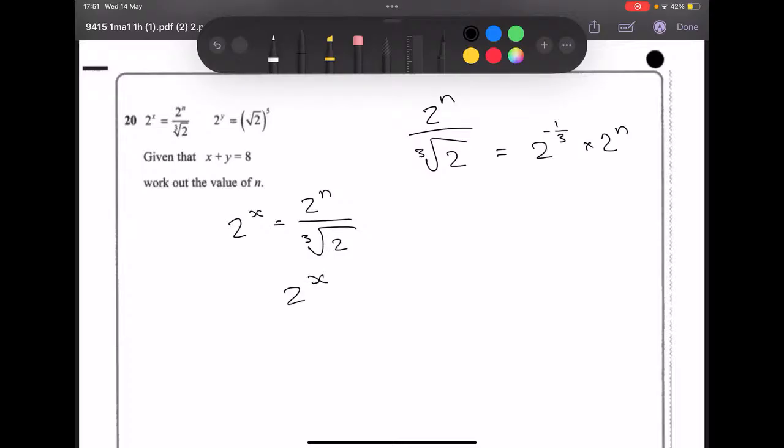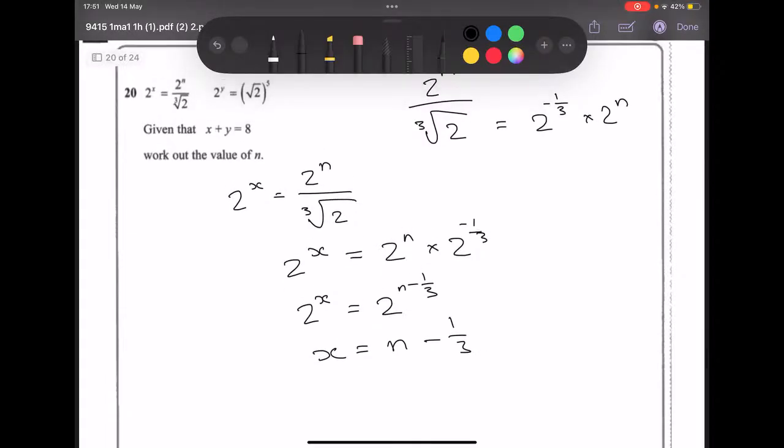Therefore 2x equals 2n times by 2 to the power minus a third. As for those asking in the comment section, this is for higher Edexcel for the exam tomorrow. It's a revision session. Now, as you know, in index laws, when you multiply two numbers that have different powers, you add the powers. So this would be 2 to the power x equals 2 to the power n subtract a third. Therefore x equals n minus a third.